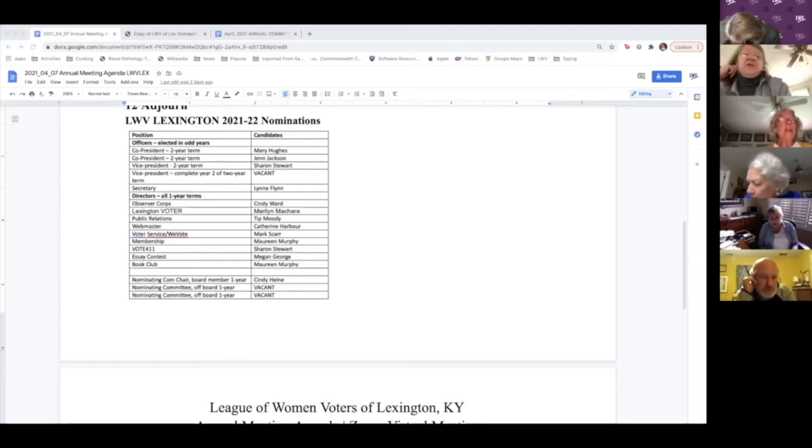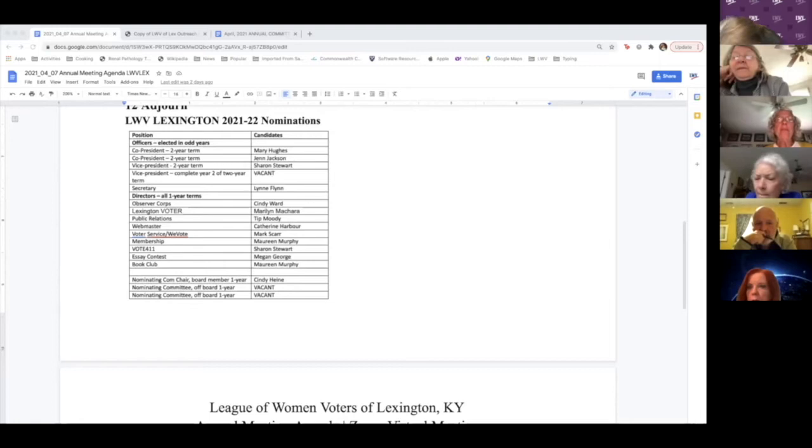I will move that we adopt this slate of officers by acclamation as corrected in terms of the 1 and 2 year terms. And also the addition of Diana Cluett on the nominating committee. Okay, I second the motion. That was Mo. Thank you, Mo.